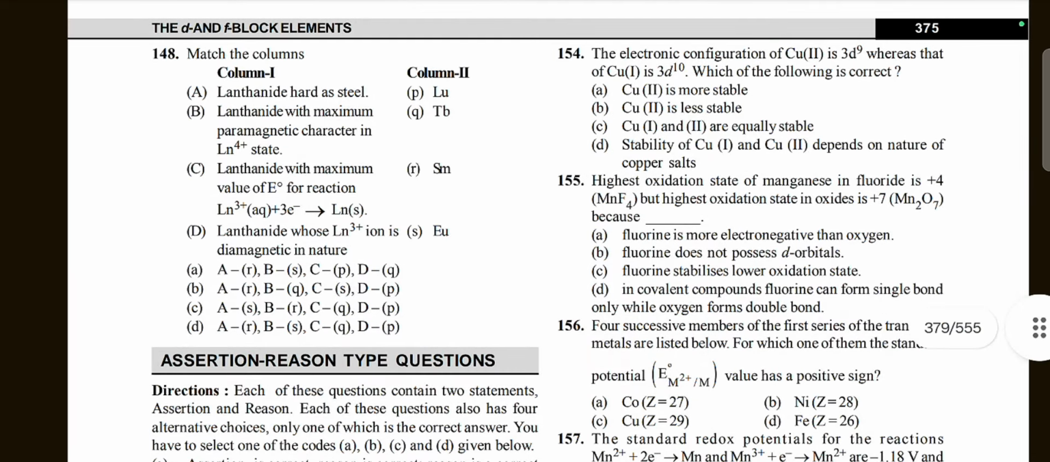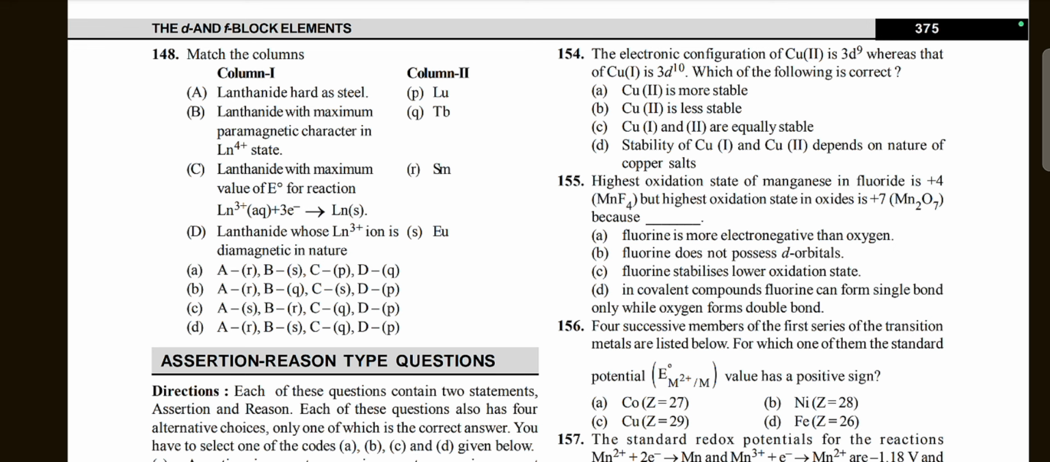The electronic configuration of copper 2 is 3d9, whereas in copper 1 it is 3d10. Which of the following is correct? So Cu2+ is more stable. So option A will be correct. There is a reason due to hydration energy. So option A will be correct.